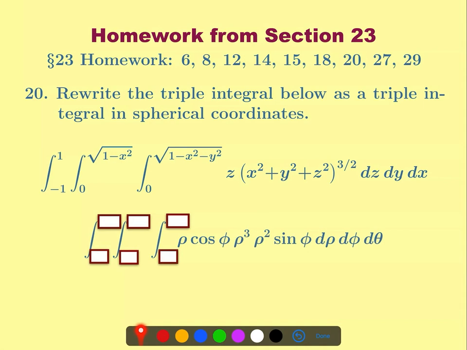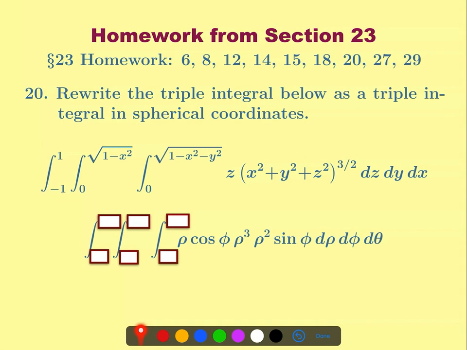So I went ahead and replaced z with rho cosine of phi. Rho squared for x squared plus y squared plus z squared to the 3 halves will be rho cubed. Again, rho squared to the 3 halves is rho cubed. And then dz dy dx is dv, and that gets replaced with rho squared sine phi d rho d phi d theta. So we're going to have a rho to the 6 cosine phi and sine phi here, d rho d phi d theta.